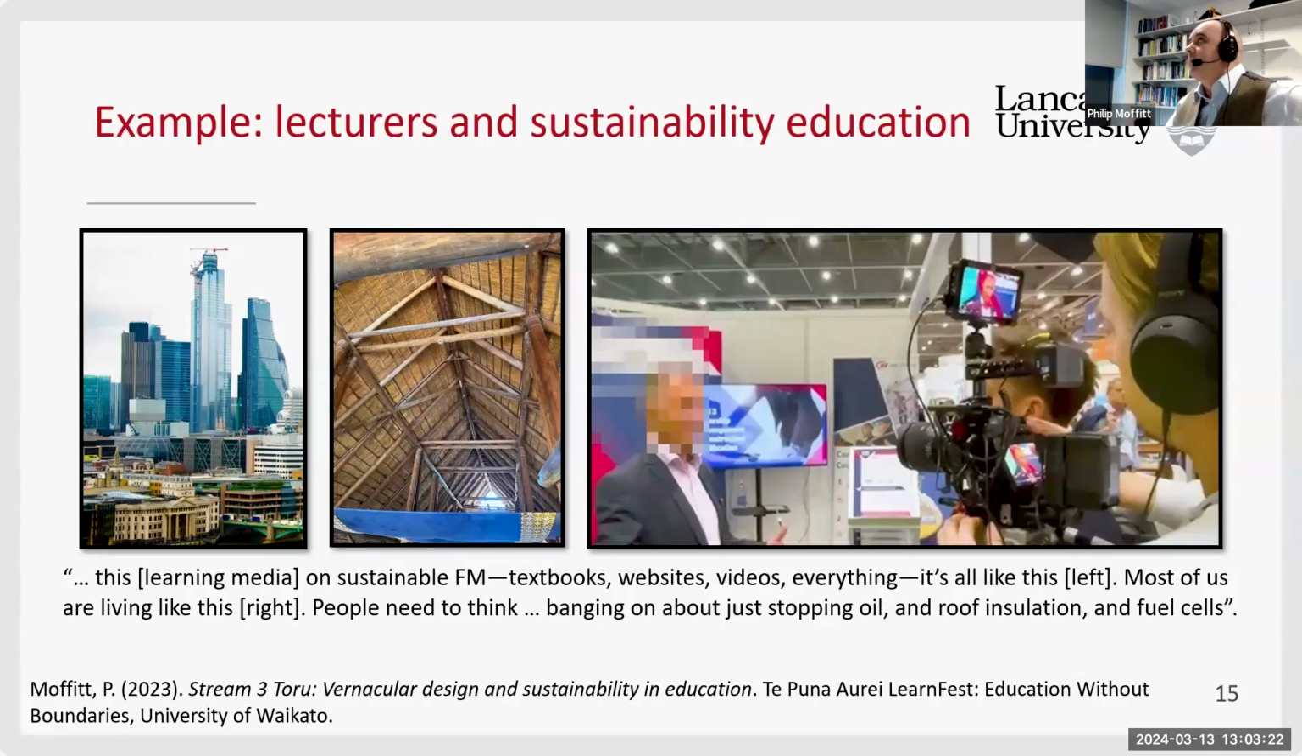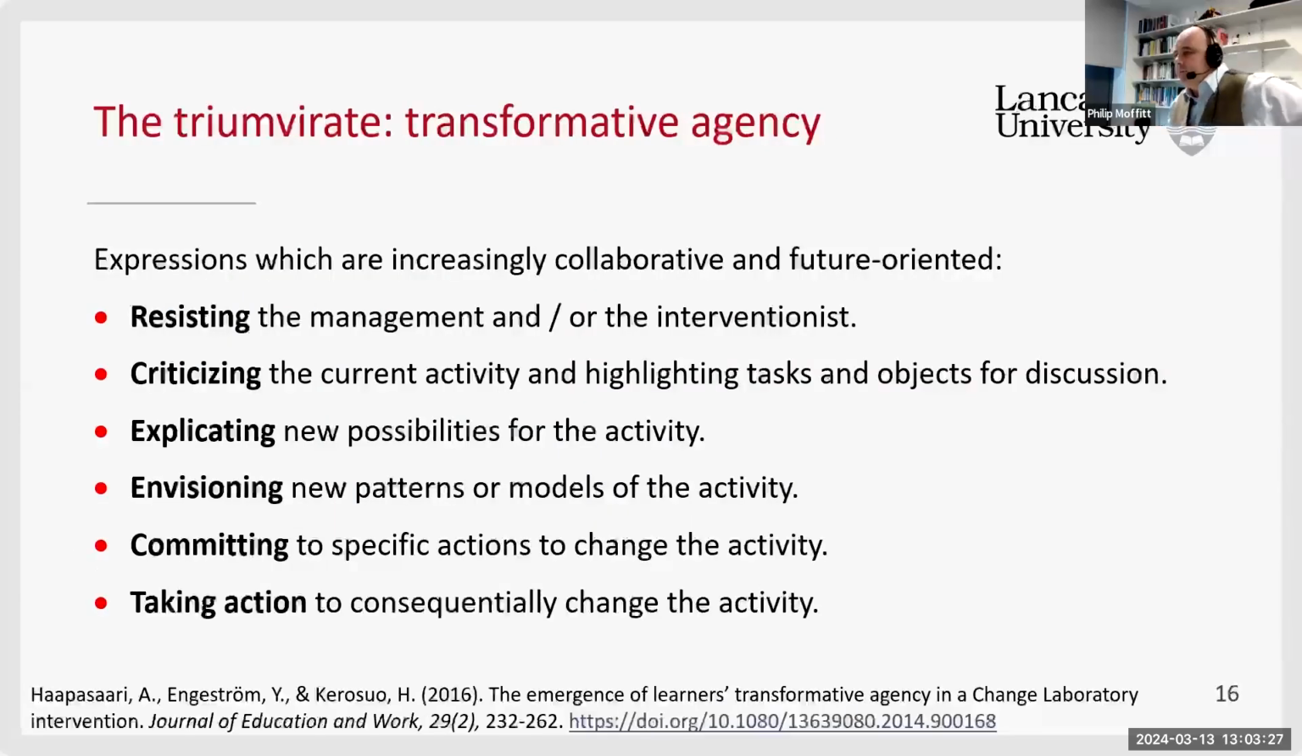The next method and principle we'll talk about, the second bit of the triumvirate, is transformative agency. And as a group of participants progresses through a change laboratory, they'll commonly show increasingly collaborative and future-oriented expressions. So initially the group will resist. They'll resist their own managers. They'll resist us as researcher interventionists. They'll resist each other, just generally resisting. And we actually encourage and legitimize and nurture and normalize resistance. It's a foundation for agency.